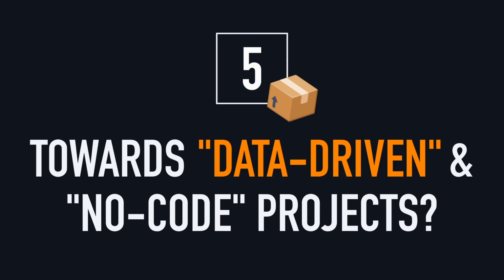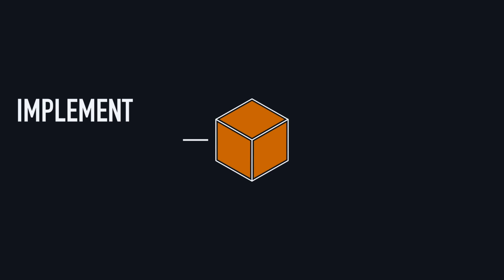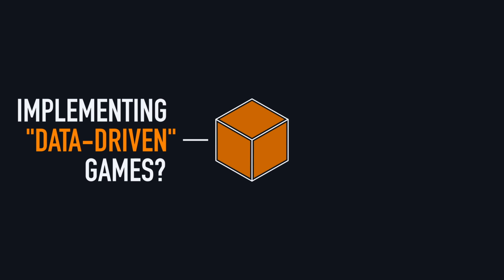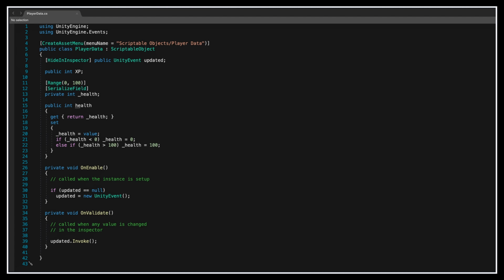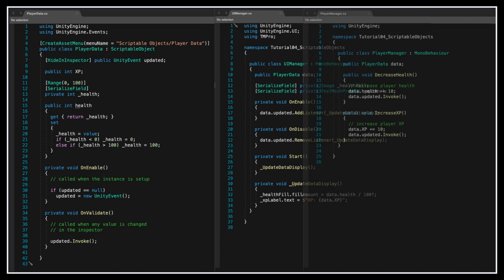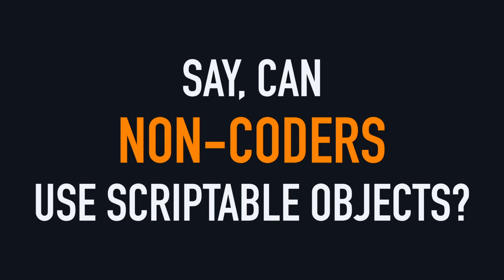Okay, to wrap up this tutorial, I want to go one step further and discuss how scriptable objects can help us implement data-driven games, and abstract away the logic so that even non-coders in the team can tweak and improve the gameplay. So far, we've seen that we have to do some C# coding to define the data structure of our player data, and also for the different managers that interact with our data instance. This is great if you're into scripting, and it does make it fast to set up, but what if you don't code at all? Can scriptable objects still be useful?